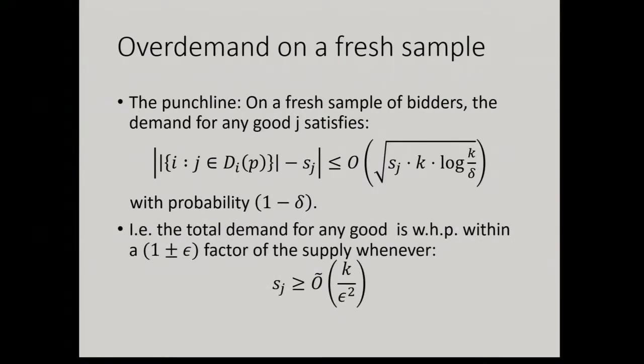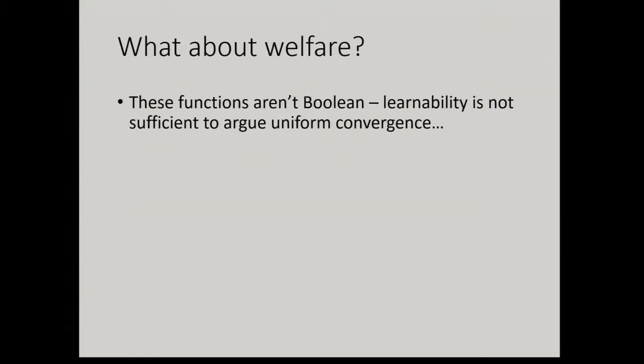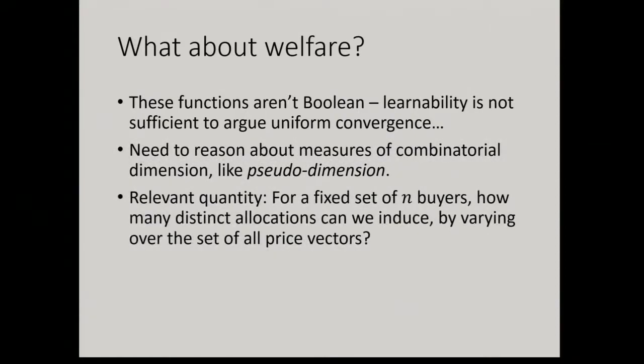Okay, so skipping to the punchline, the total demand for any good, in the end, on the new samples drawn from the distribution, is with high probability going to be within a 1 plus or minus epsilon factor of the supply, under the condition that the supply is larger than k, the number of types of goods, over epsilon squared. So in order for these prices to actually work well, you need the market to be somewhat large. The supply of the goods has got to be big relative to the number of kinds of goods, but not too big.